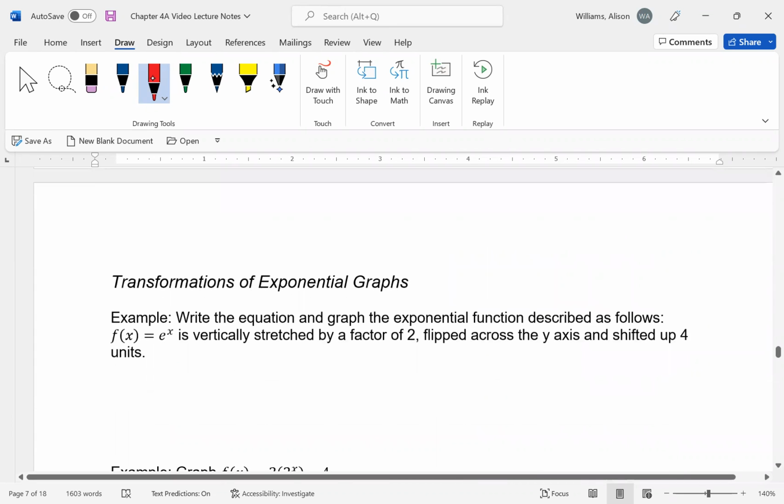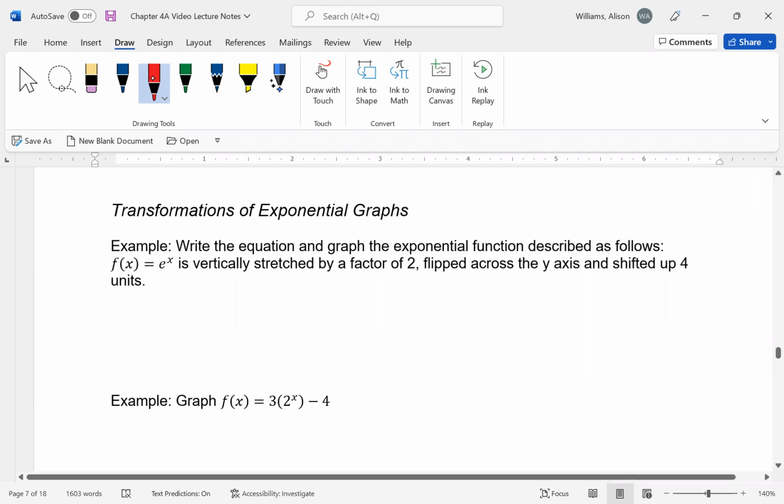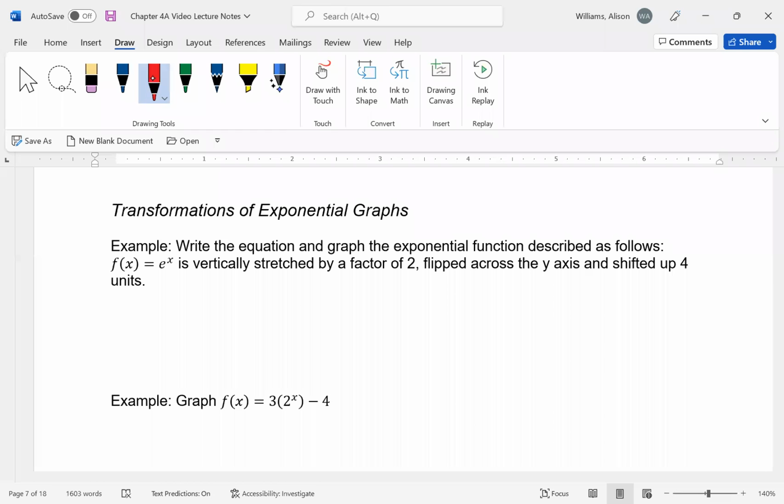Okay, now we do have transformations for exponential graphs, referring to vertical and horizontal shifting, and maybe even some sort of stretching or flipping across the axis. So let's say the original function is f of x equals e to the x, and it's vertically stretched by a factor of 2, flipped across the y-axis and shifted up 4. Okay, so how's that going to look?